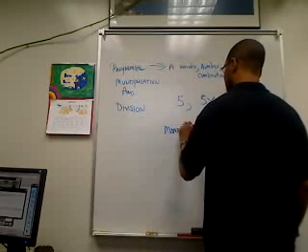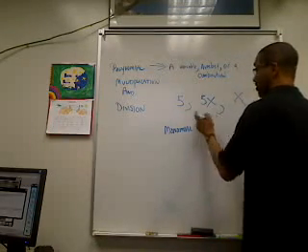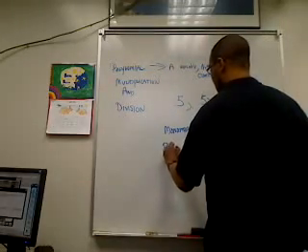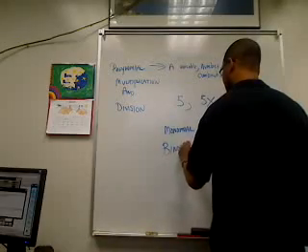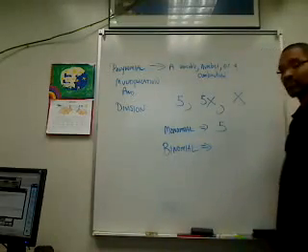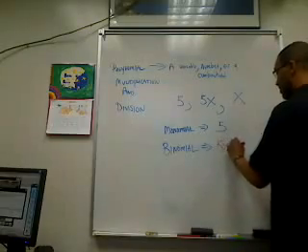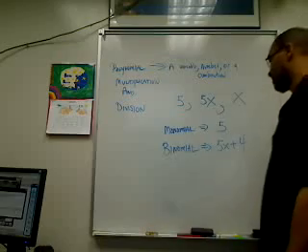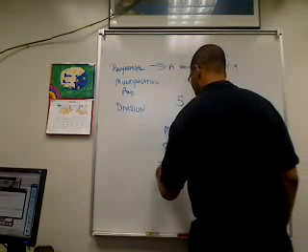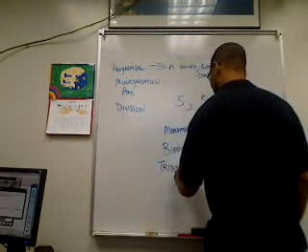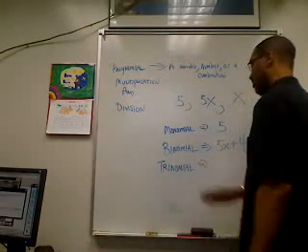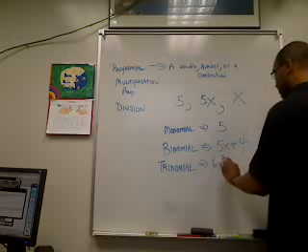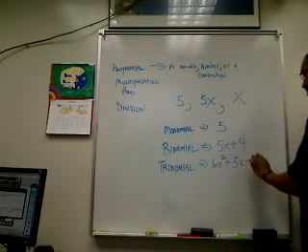Monomial is one term, let's say 5. Binomial, 2 terms, 5x plus 4. And I'll tell you something about these other terms in a second. Trinomial, 3 terms. So there might be 6x to the second plus 5x minus 4.